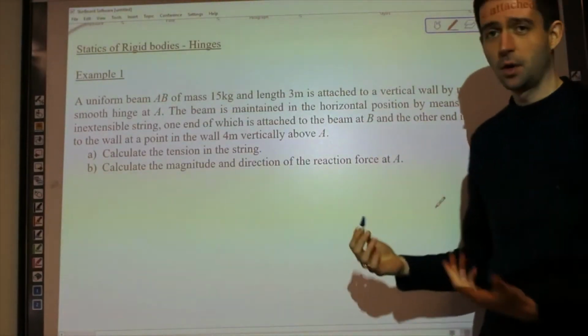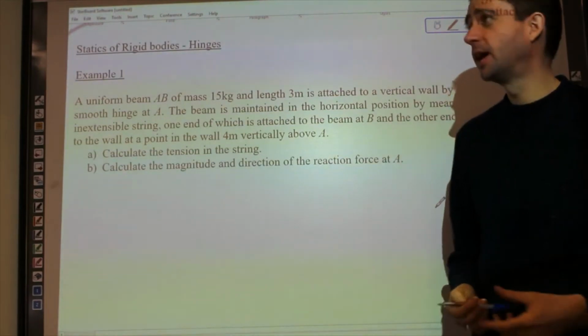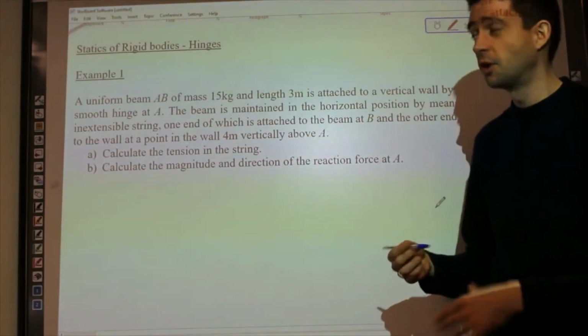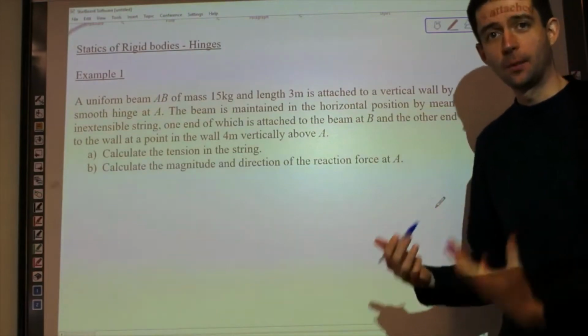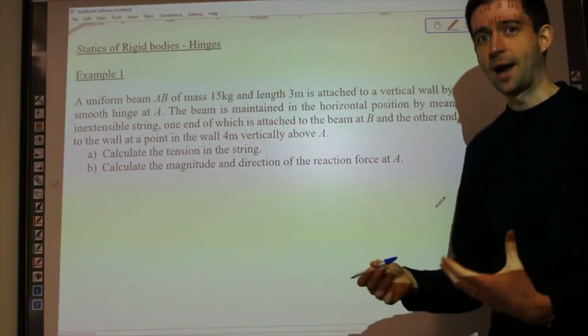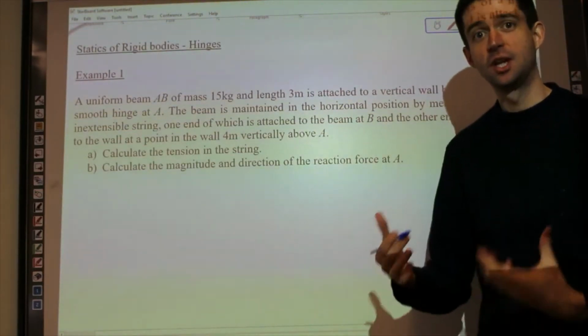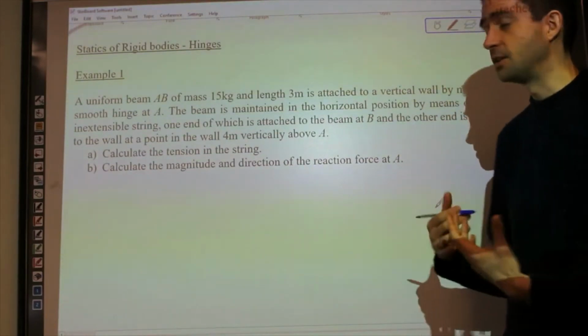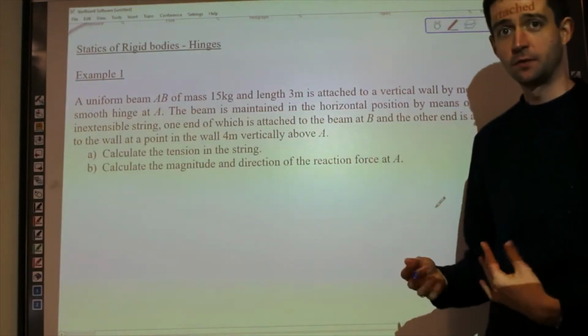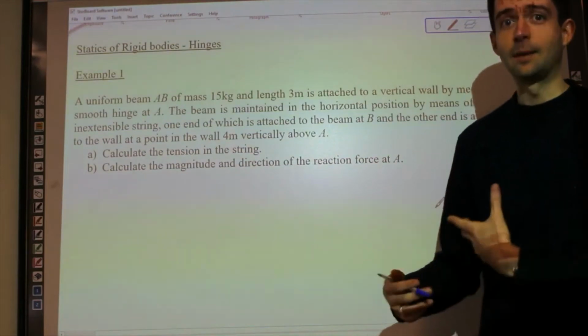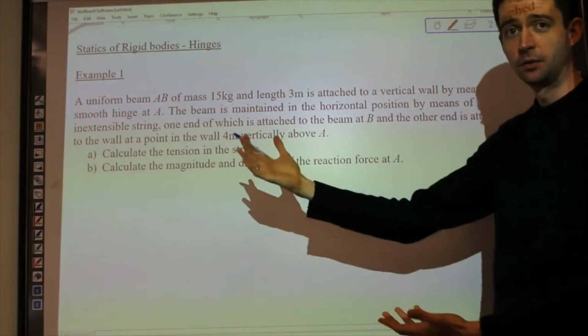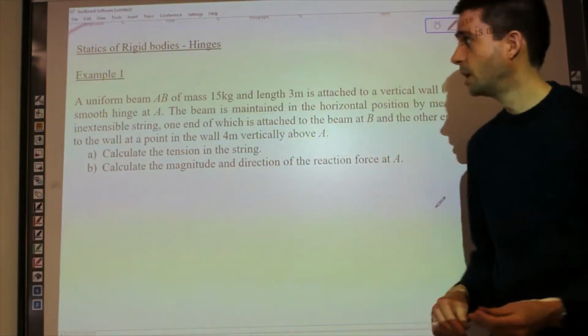Today we're going to be looking at hinges. This is continuing on the statics of rigid bodies topic, where we looked at uniform rods and ladders. We're now coming to consider what happens when you have something that is hinged at a point, and what implications that has for the reaction force at that point, which we'll talk about as we work through this example here. So here we go.